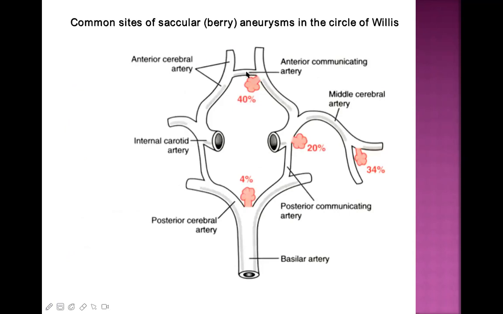See here. Okay, one artery. This is called anterior communicating artery, and this is the anterior cerebral artery. So this is the branching area here. Here is another branching point. Here is another one. Here is another one. So it is quite common in this branching area.